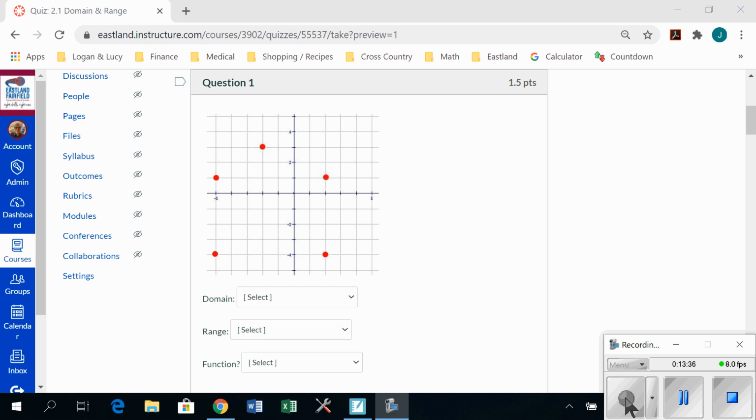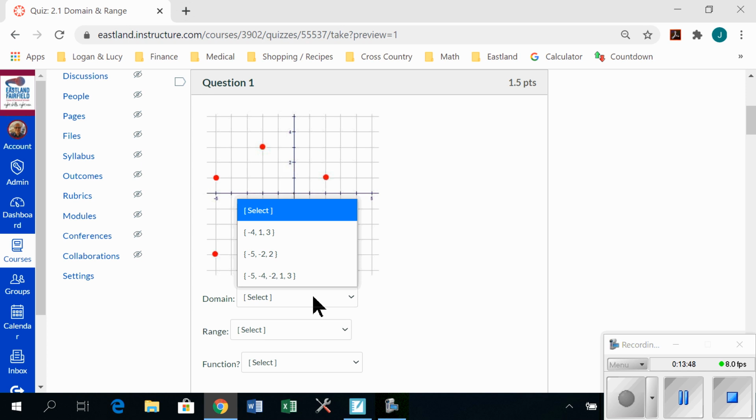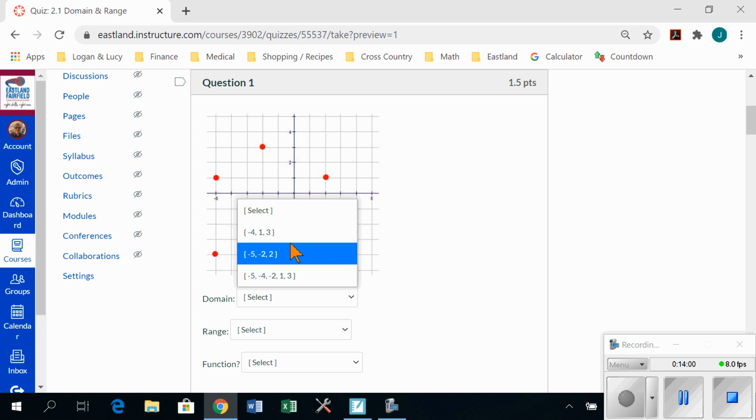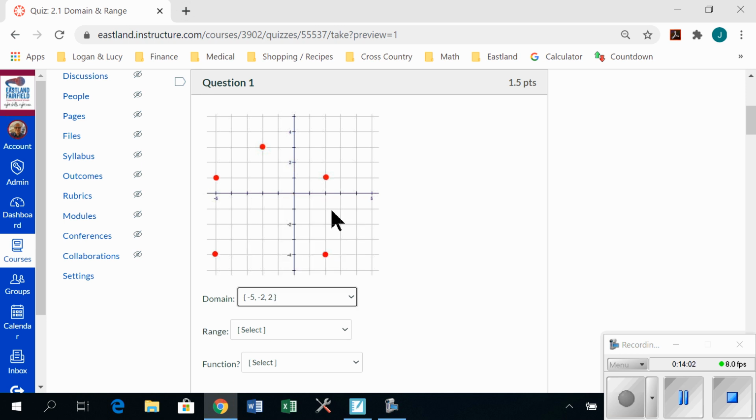I would like to go over a couple of your problems on your online quiz. Here is question number 1, just to help you get started. So we need to realize this is a discrete graph. All these points are separate. So my domain is just simply going to be a list. So I look at my x values. These points have an x value of -5. This has an x value of -2. And these points have an x value of 2. So -5, -2, and 2.